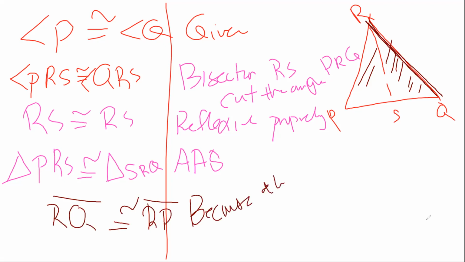The line segment RQ is congruent with RP because the triangle PRS is congruent with the triangle SRQ, and inside two congruent triangles, any pair of corresponding sides will be congruent. Is it clear now? Yes, teacher.